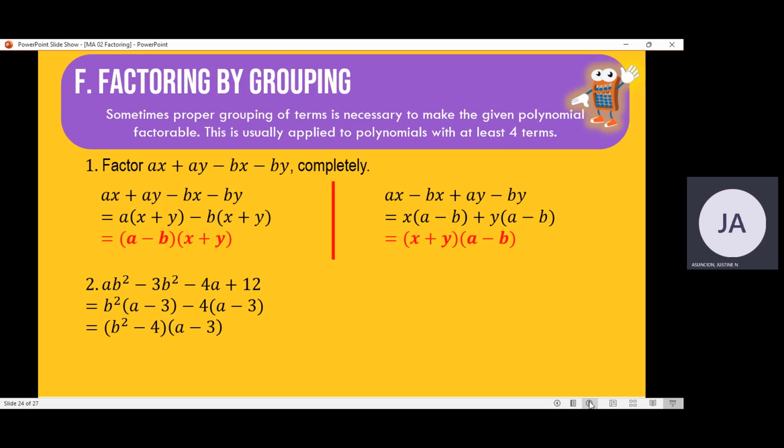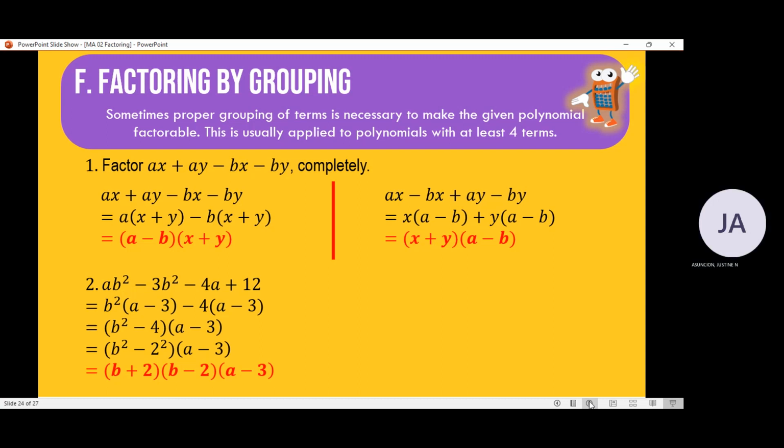But again, look at this. B squared minus 4 is still factorable, so we can utilize the difference of two squares. So b squared minus 2 squared can be expressed as b plus 2 times b minus 2. Therefore, the factors of the given polynomial are b plus 2 times the quantity b minus 2 times the quantity a minus 3.